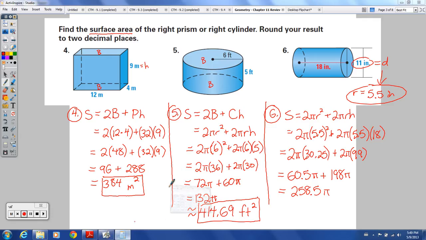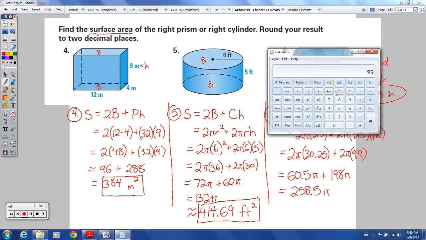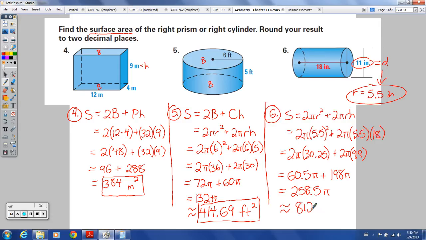And if we round that off to the nearest hundredth, nearest 2 decimal places, let's see what we get. 258.5 times pi. And there it is, 812.10 approximately. 812.10 inches squared.